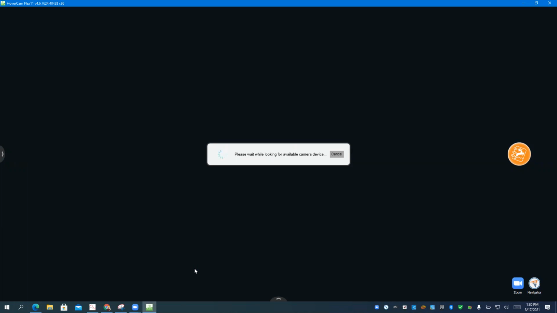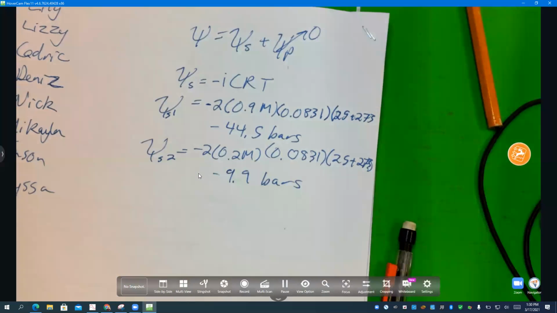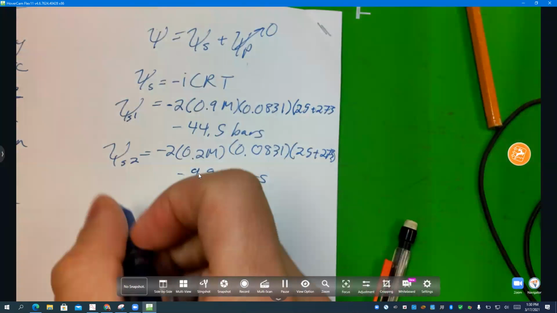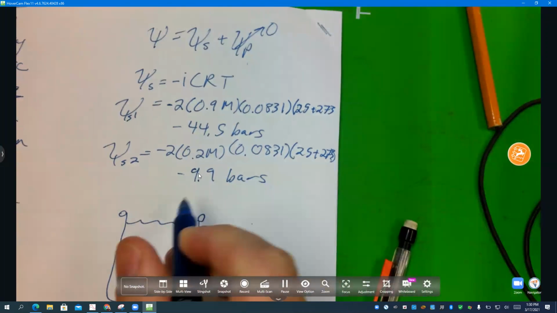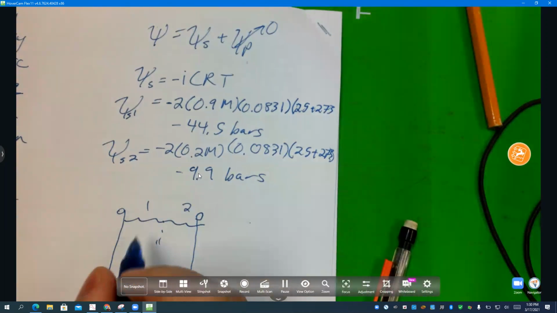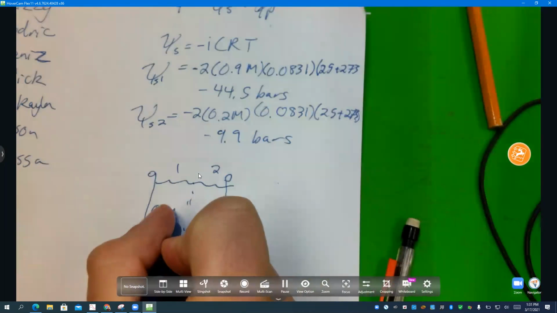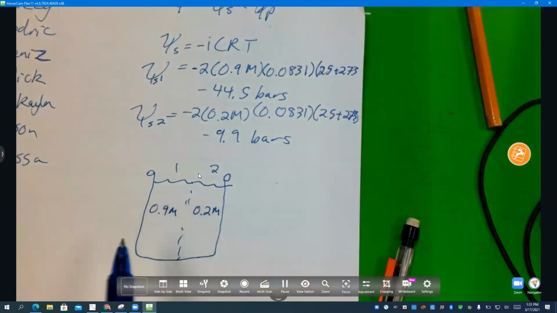And it's always going to go to the one that's more negative. Okay. So with the 2 sides, we had the beaker like this. And this was side 1 and this was side 2. And it said side 1 was 0.9 molar and side 2 was 0.2 molar. And that's really the only difference between the 2 of them.